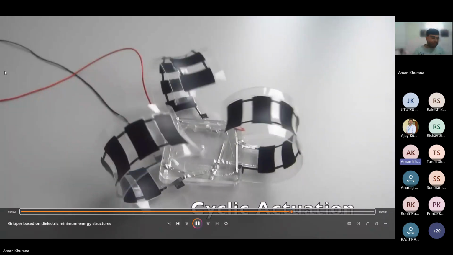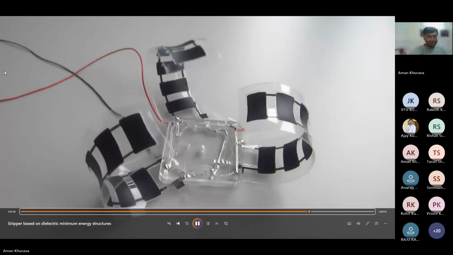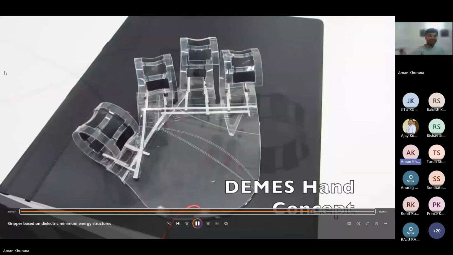This is the cyclic actuation. So if you have the cyclic actuation, it will try to come like this. This is the hand, a very good concept. People are nowadays working on this concept, that we can replicate the motion of the human hand by using the concept of this DEMES. And recently we have got one project also. In this, we are developing a soft gripper for the DRDO basically. They are requiring a soft gripper to be developed for them. So we are working on that project also.